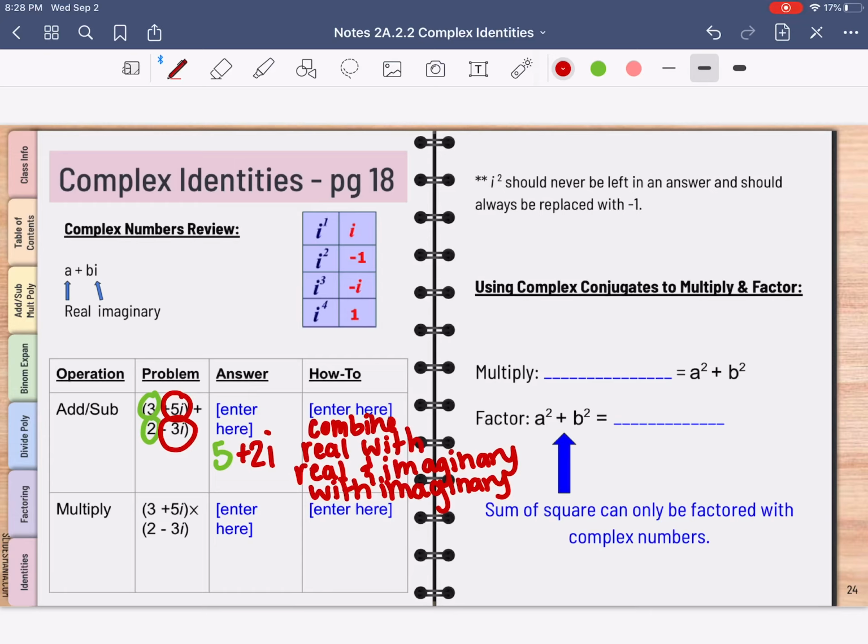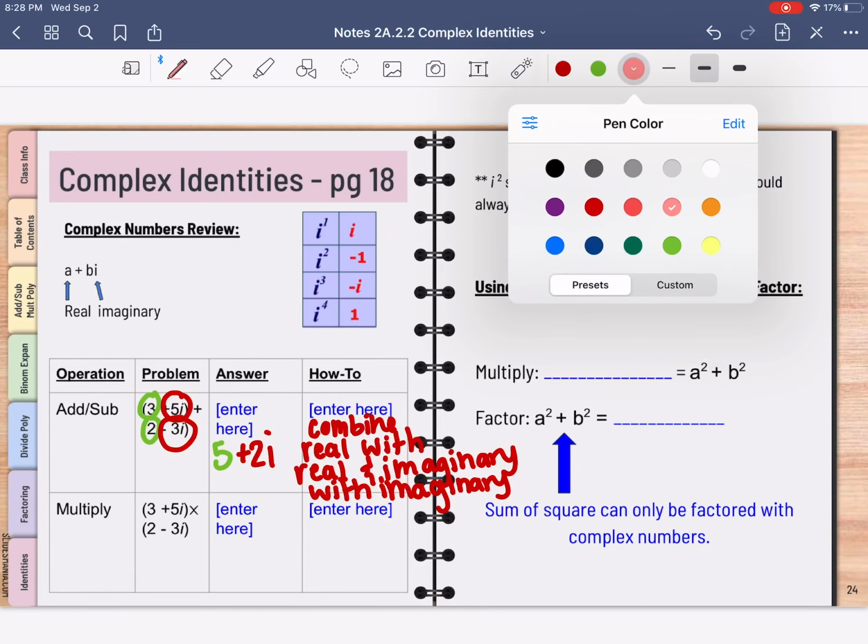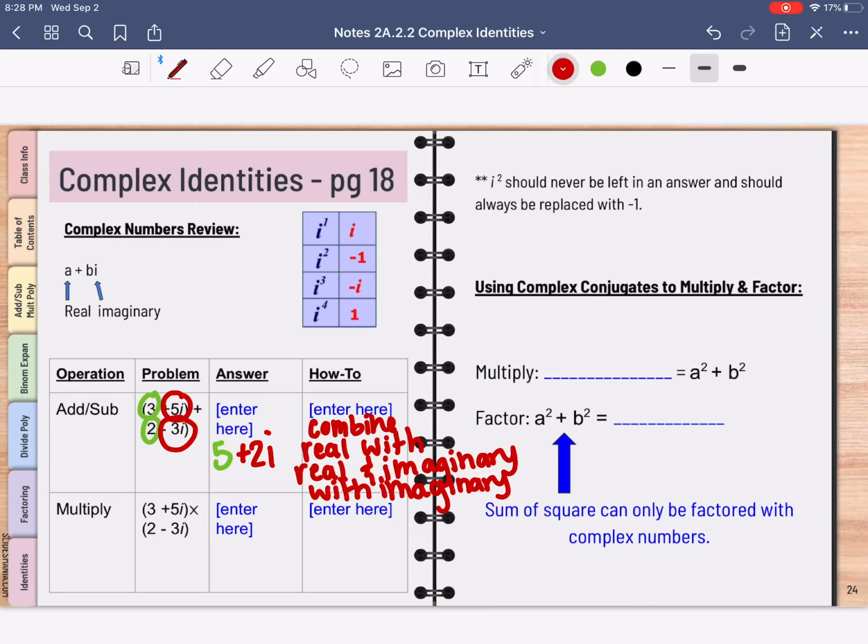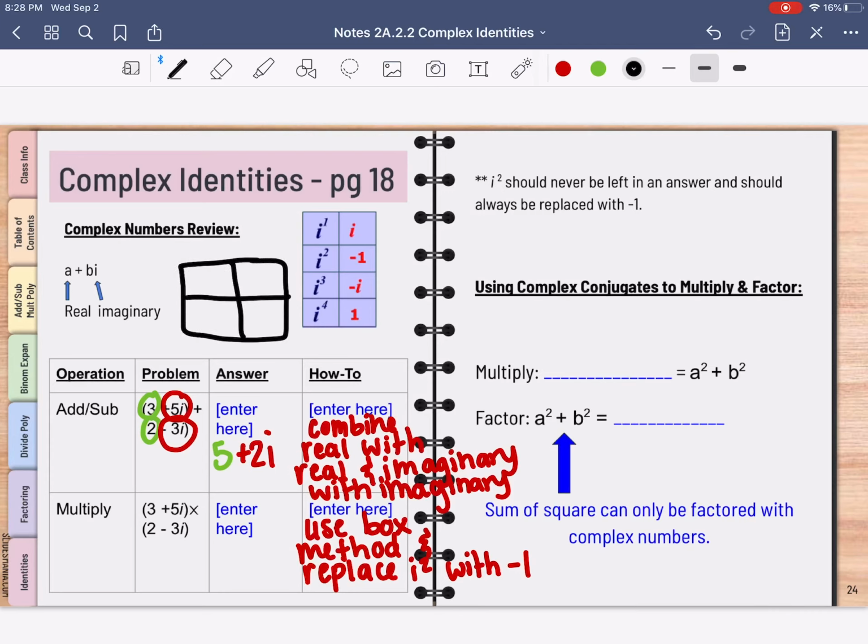If there was a minus sign in between, I would have distributed that first and then just combined real with real, imaginary with imaginary. Okay, multiplying, I'm going to have some more work shown here that you guys won't really have on your paper, but what you have to do with multiplying is you use box method and replace I squared with -1. So I'm going to show my work kind of up here on the top. You guys aren't really going to have the work shown. You're just going to have your answer written down, but this is just review.